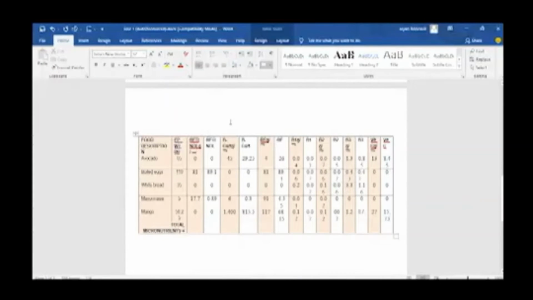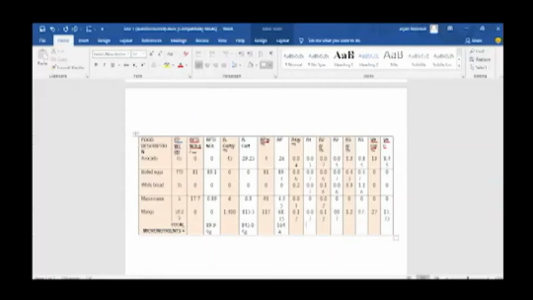So the total retinol would be 89.99 grams. Then beta-carotene, we have 29.35 plus 0.3 plus 815.5 is equal to 845.05 grams. Then we have 26 plus 89.1 plus 4.55 plus 68.15 is equal to 164.4 grams.